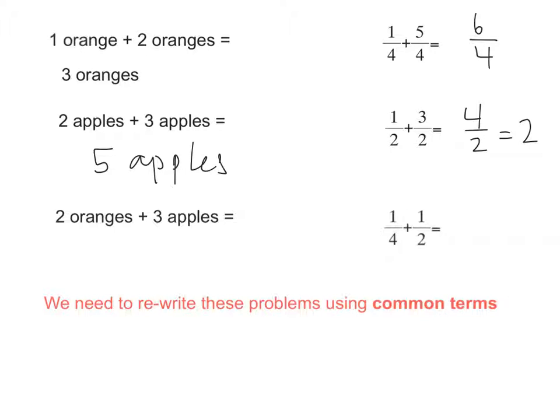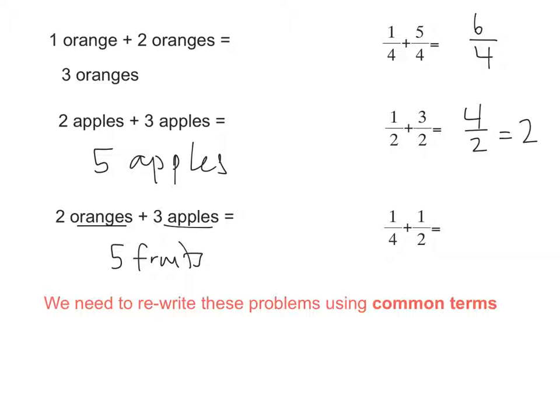Now, if I have 2 oranges plus 3 apples, what do I have altogether? Can I say I have 5? Oranges? I can't just say I have 5 oranges or apples because those are different fruits. When I'm trying to add things together, I need to rewrite it in common terms. So what do oranges and apples have in common? They're both fruits. So could I say I have 5 fruits? Yeah.